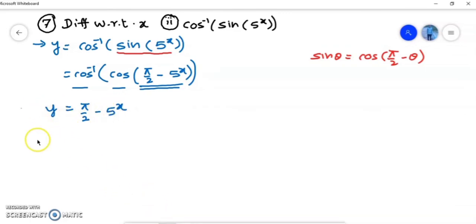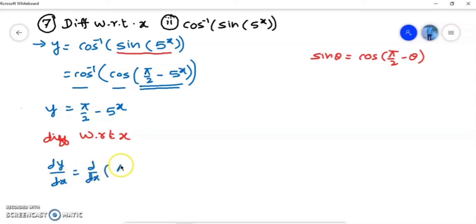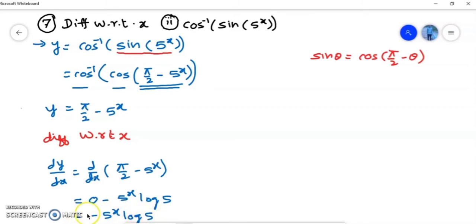So now if you differentiate with respect to x, what you get is dy by dx is equal to d by dx of the right side. D by dx of pi by 2 minus 5 raised to x: d by dx of pi by 2 is 0, minus the derivative of 5 raised to x, which is 5 raised to x log 5. So you can finish it as minus 5 raised to x log 5. This is dy by dx.